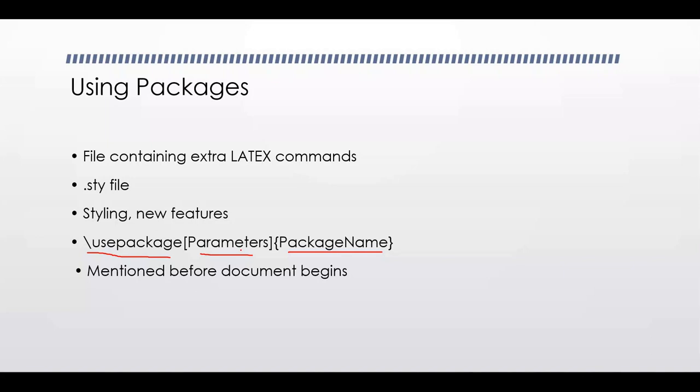And parameters are used if you want to change a value. There are default values for each and every package. Like if I use the geometry package, the default size is A4 paper, and I just want to use another type, like A5 paper or A3 paper, then this particular option is used for that purpose. I will show you with examples.